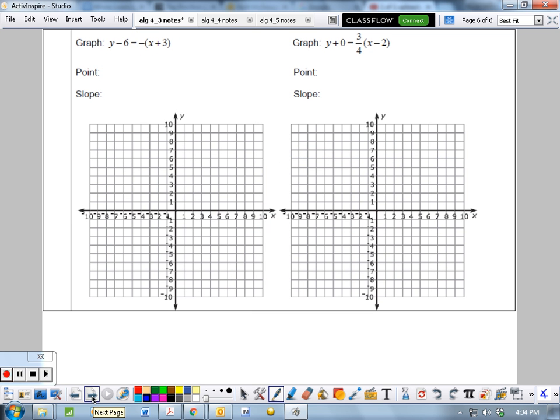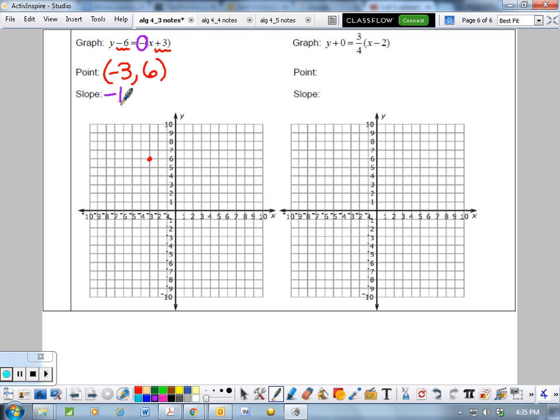Okay, last set. Let's look at our x. It says plus 3, which means negative 3 for my x. Negative 6, so it's positive 6. So my starting point is negative 3, positive 6. Then I have a slope of negative. Well, remember, if there's no number there, that really implies that there's a 1. So my slope is negative 1.